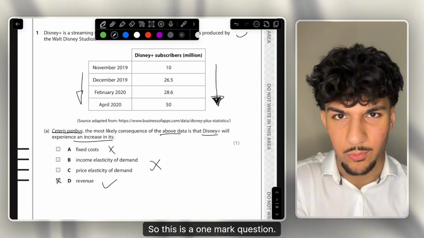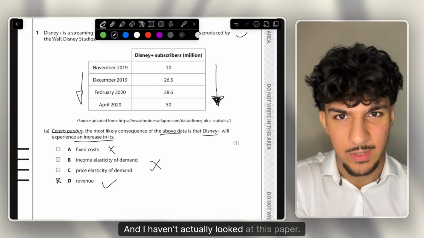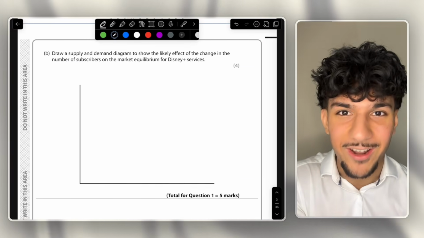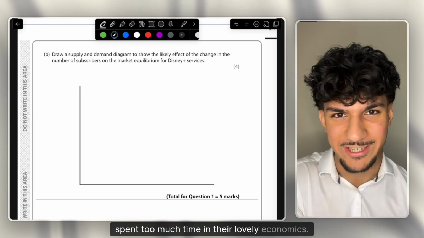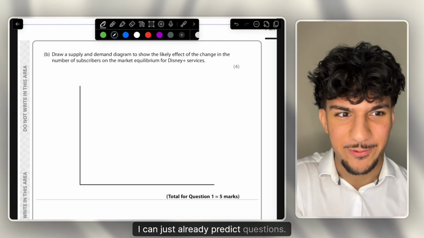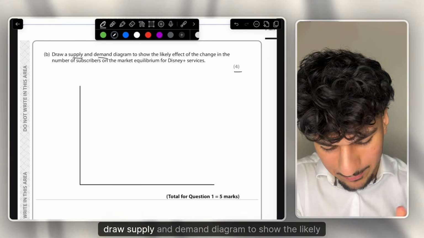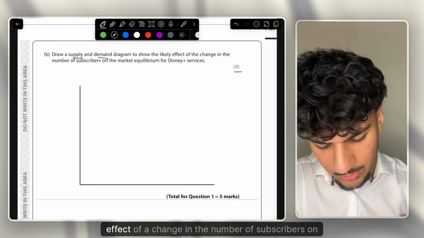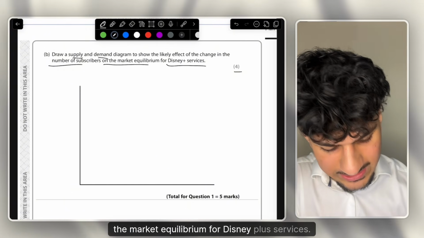So this is a 1 mark question. Whenever there's multiple choice, there's usually a 4 marker after it, and I haven't actually looked at this paper, so let's see if there is. And look at that. This is why I've done too many past papers, spent too much time in A-level economics. I can just already predict questions. Okay, well, looks like a very nice question. Supply and demand: draw a supply and demand diagram to show the likely effect of a change in the number of subscribers on the market equilibrium for Disney Plus services.